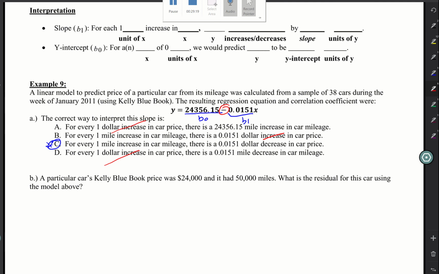Questions on that? All right, a particular car's Kelly Blue Book price was $24,000 and it had 50,000 miles. What is the residual for this car using the model above? So how can I figure out what the residual should be?